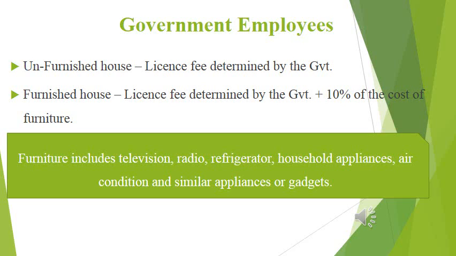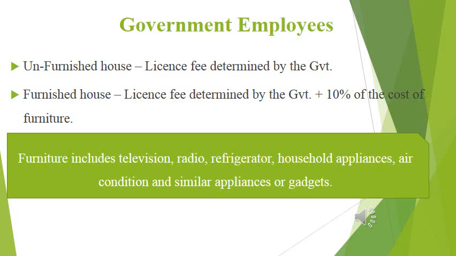In some situations, a house is provided as a furnished house. So we have to calculate the perquisite value as the license fee determined by the government plus 10% of the cost of furniture installed there. That is the total emolument of perquisite value. That means, along with the amount determined as the license fee, we have to add 10% of the cost of furniture installed in the house.